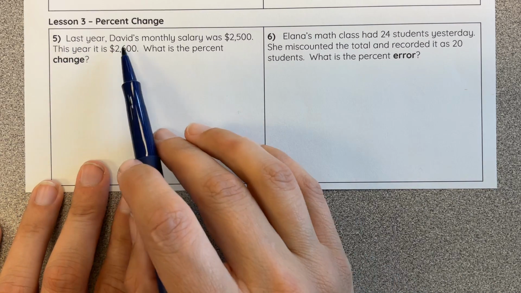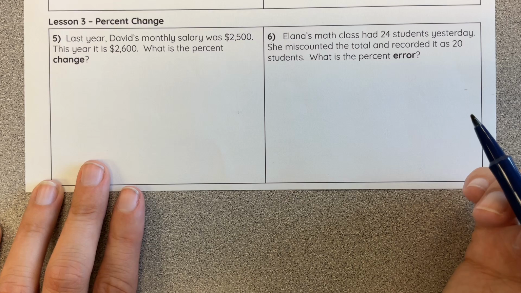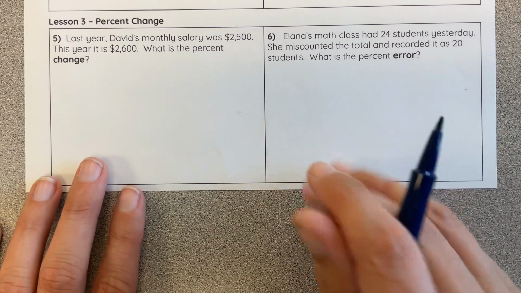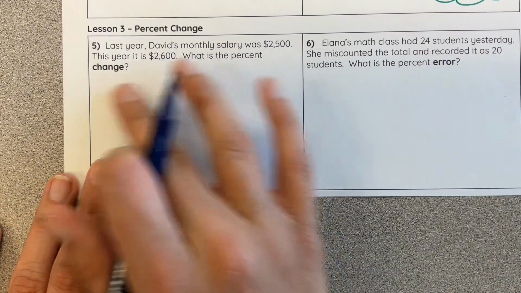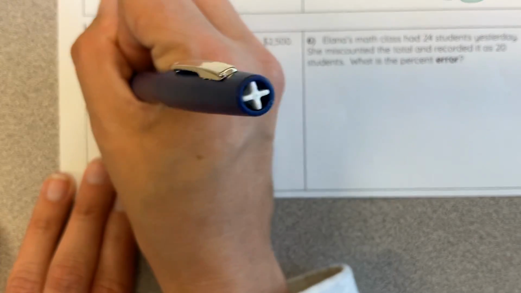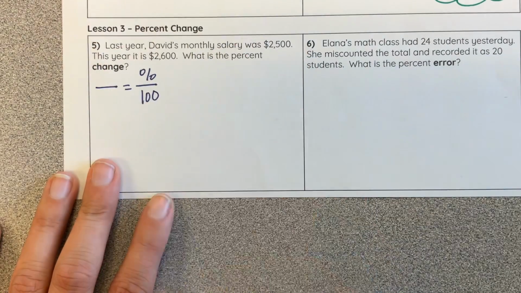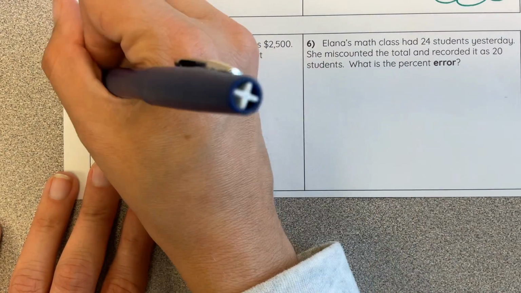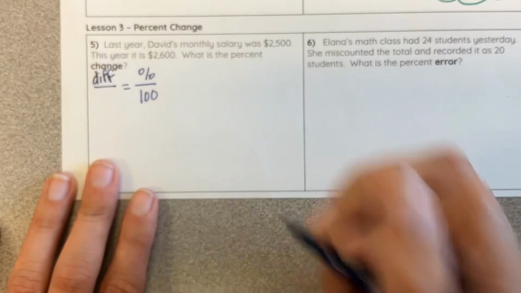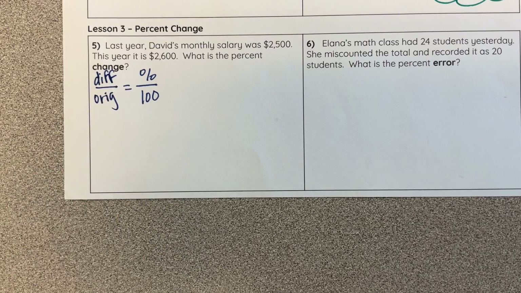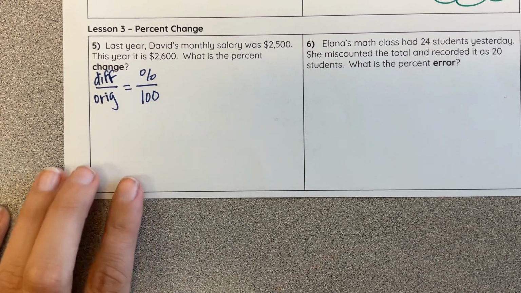Okay, number 5. Last year, David's monthly salary was $2,500. This year, it is $2,600. What is the percent change? I'm going to write out what the general formula is, okay? So we still have the percent out of 100, just like we do for the others. What goes on top here is the difference between the two values over the original, okay? So we need to keep that in mind as we are solving our proportion.